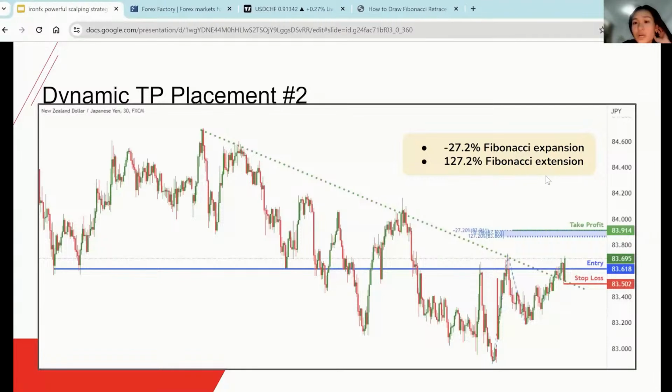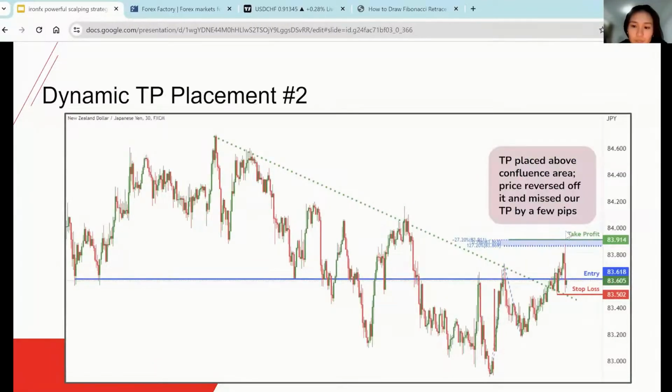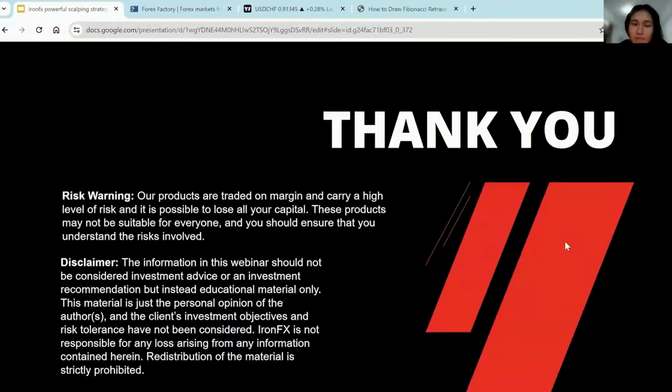Here's another example using a descending trend line that price has recently broken out of, so it's a bullish signal. Price is heading towards our take profit over here, which is a Fibonacci confluence area as well. That's why it's important to place your take profit lower, or below, any confluence areas so that we make sure we catch that reversal. Okay, that's it for my slides.